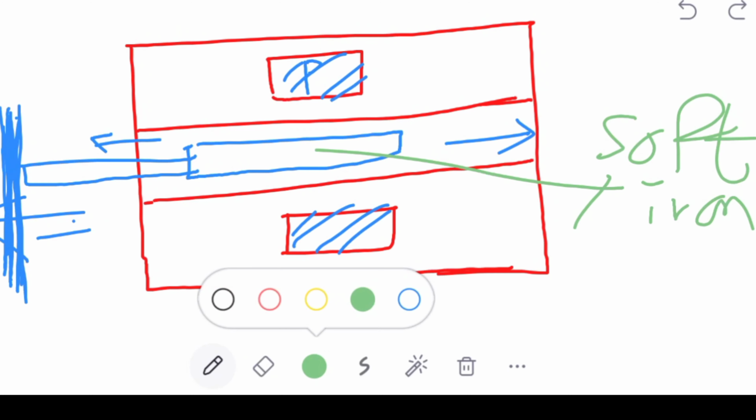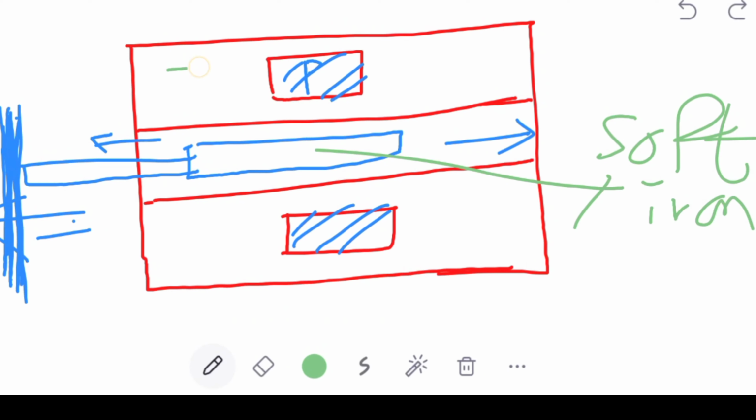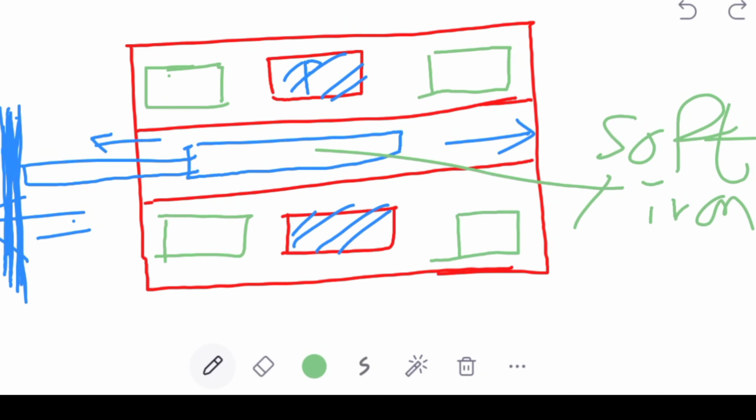These are the secondary windings. Assume that the two secondary windings, on either side, have an equal number of turns. The secondary windings are indicated by the cross mark in this direction.